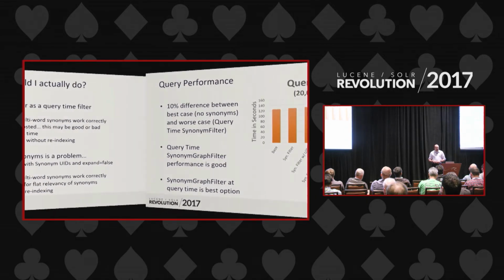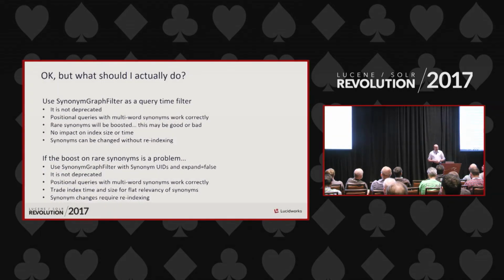So again, all of this is telling us that your best option really is to use the synonym graph filter at query time. It's going to be positionally correct. You're not using deprecated code. The other advantage of using synonyms at query time is if you want to change your synonyms, you don't have to reindex your content. You change your synonyms and then they're live. They're right there.